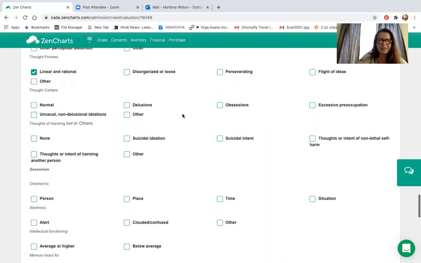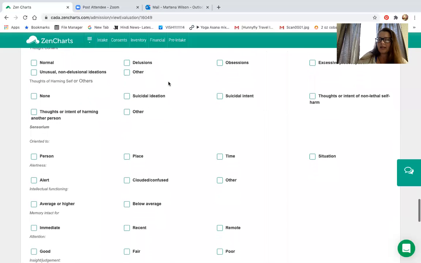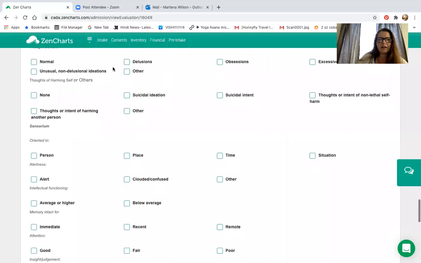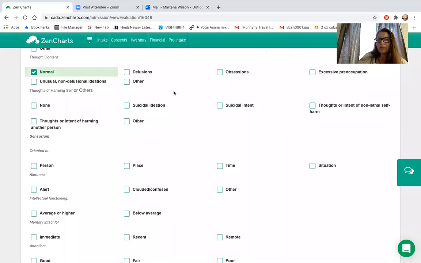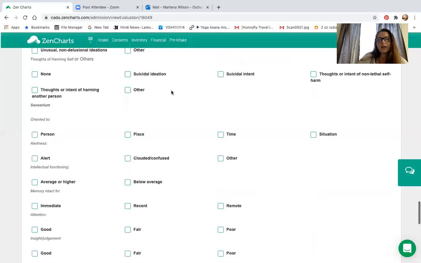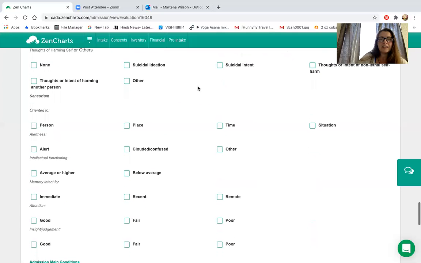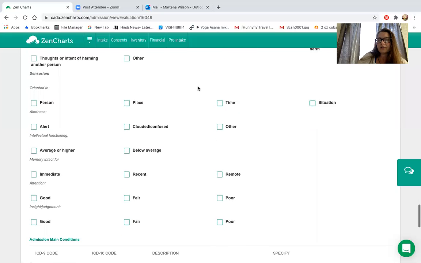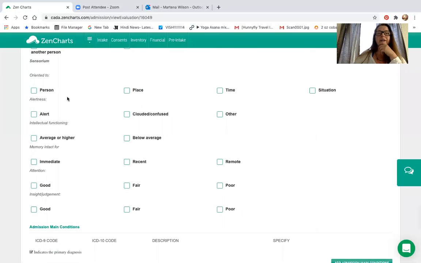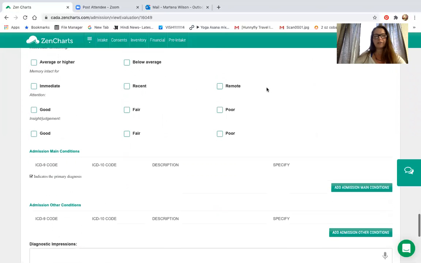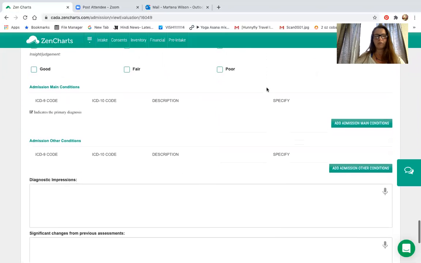Linear, rational thoughts, are they? Again, most of our clients will be there. Thought content, pretty normal. If they have obsessions or delusions, I don't know. And again, this is important if they're having any SI or intent. It's good to know about harming others. Oriented to person, place, time, so they know where they are in time and space. Alert. You're just going to keep going, and Brett will go over this stuff.